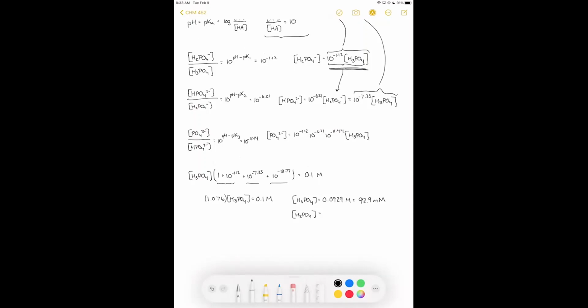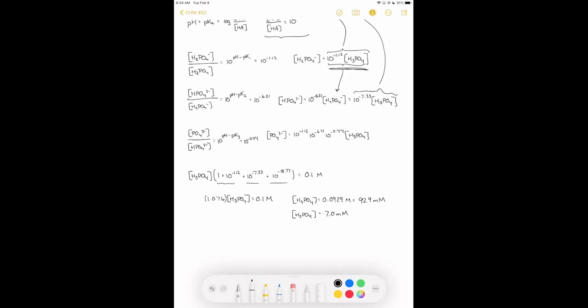So we do that, and we end up with 7.0 millimolar. And here you can see, with rounding that comes in, this is essentially all of our acid. So here we're at 99.9 millimolar, which is basically everything. We can do the same thing for our others.